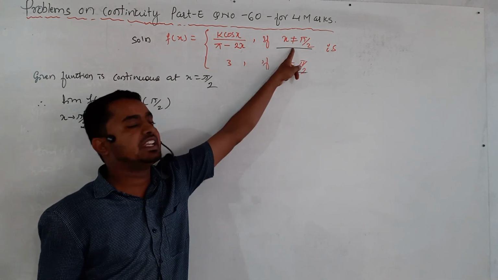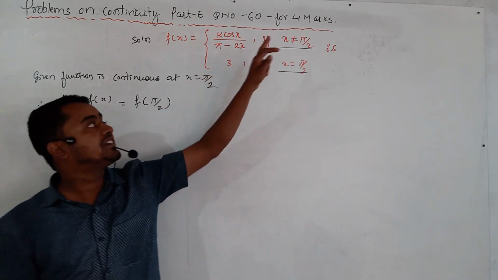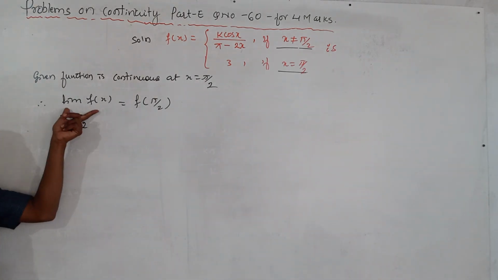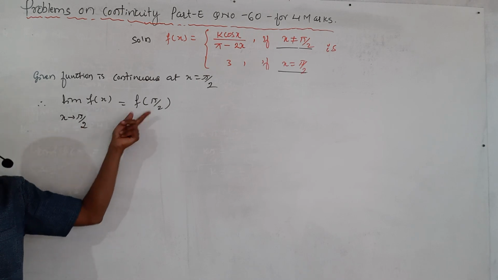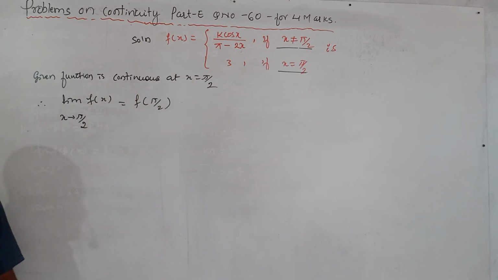If it is given less than and greater than, at that time we use LHL and RHL. Here it is given equal to and not equal to, so we take the limiting value of the function and the value of the function at pi by 2, the point of continuity. We equate these so that we will get the value of k.